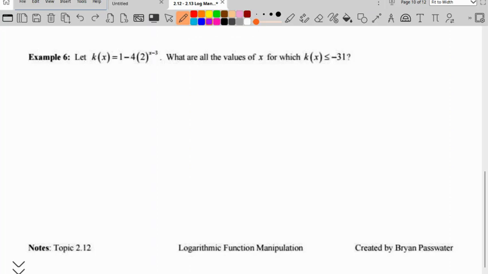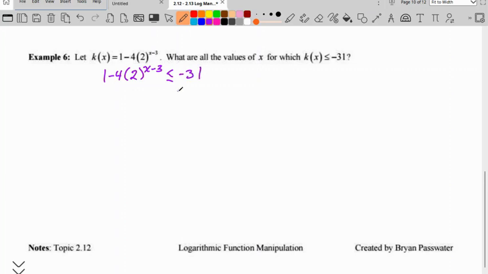Okay, and let's take a look at this last one real quickly. It says let k of x equal 1 minus 4 times 2 to the x minus 3. What are the values of x for which k of x is less than or equal to -31? So that literally means we just want this expression 1 minus 4 times 2 to the x minus 3 to be less than or equal to -31. Okay, so let's start solving that.